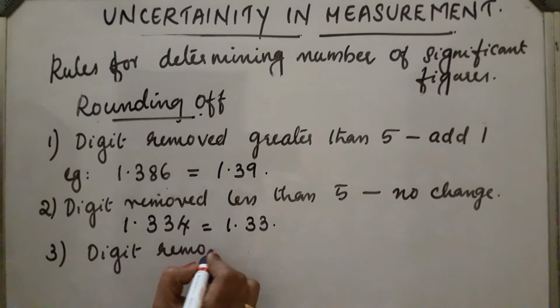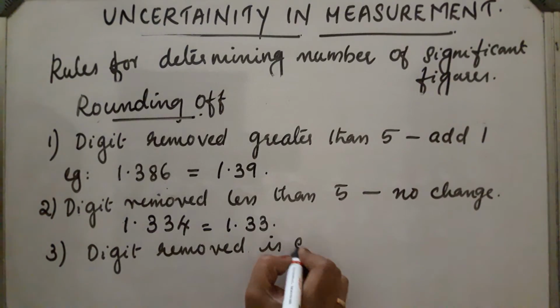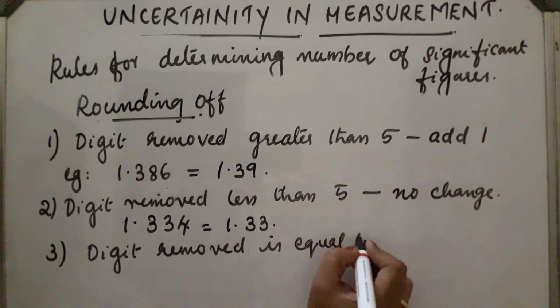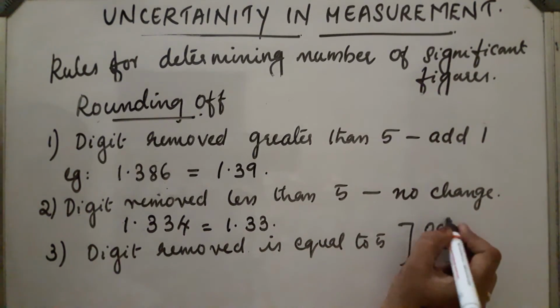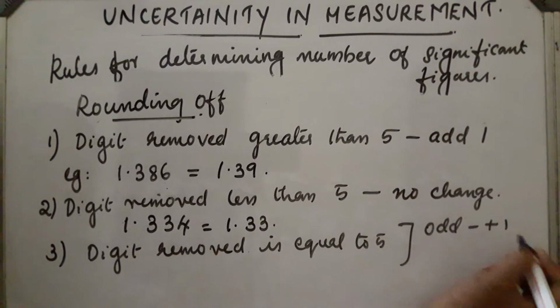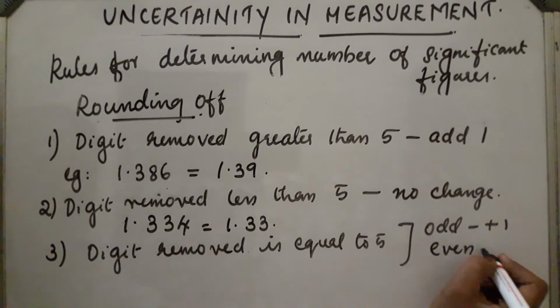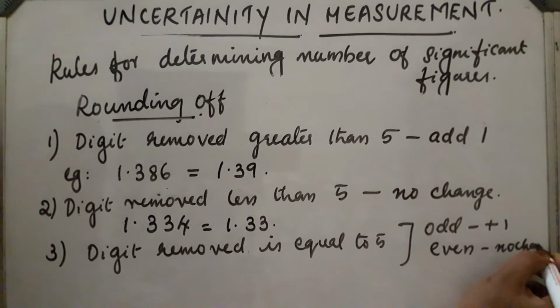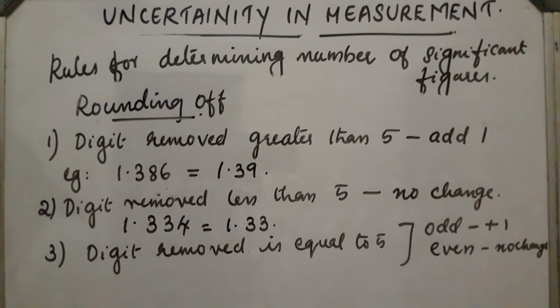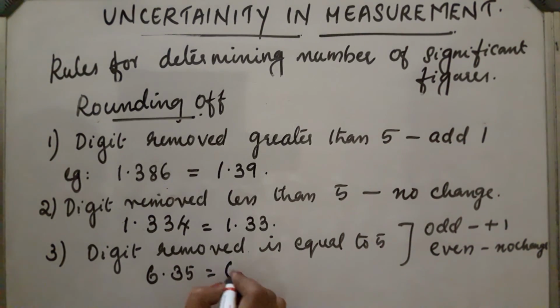Now, what will happen if the digit removed is equal to 5? Two cases. If the number is odd, add 1. Okay. If the number is even, no change. Take one example, 6.35. The digit removed is equal to 5. So what we have to do? 3 is an odd number, so 6.4. Similarly, 6.25. 2 is an even number.